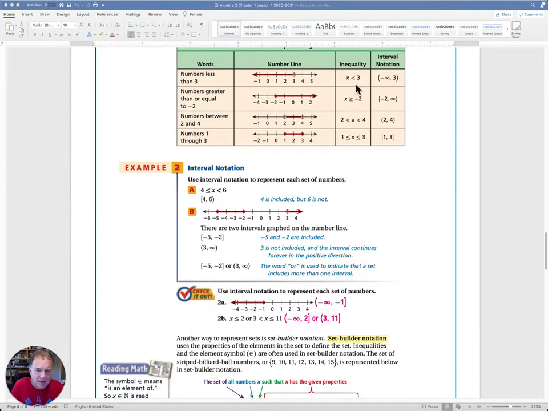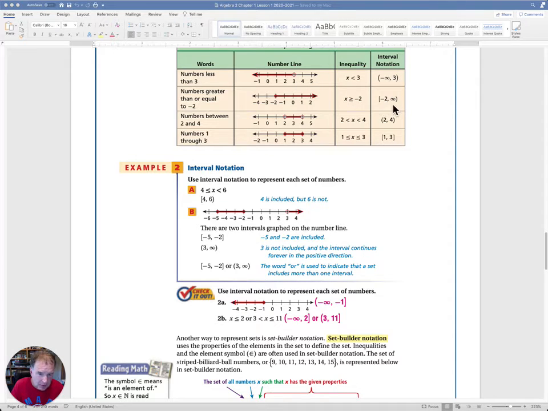So in this case, x is less than 3. Notice the open circle. There's no equal. It goes forever in the negative direction, so that's why it's negative infinity. We can't include negative infinity, no bracket. And it's less than 3, so it couldn't be equal to 3. If there was a bracket here, then it could be equal to 3.